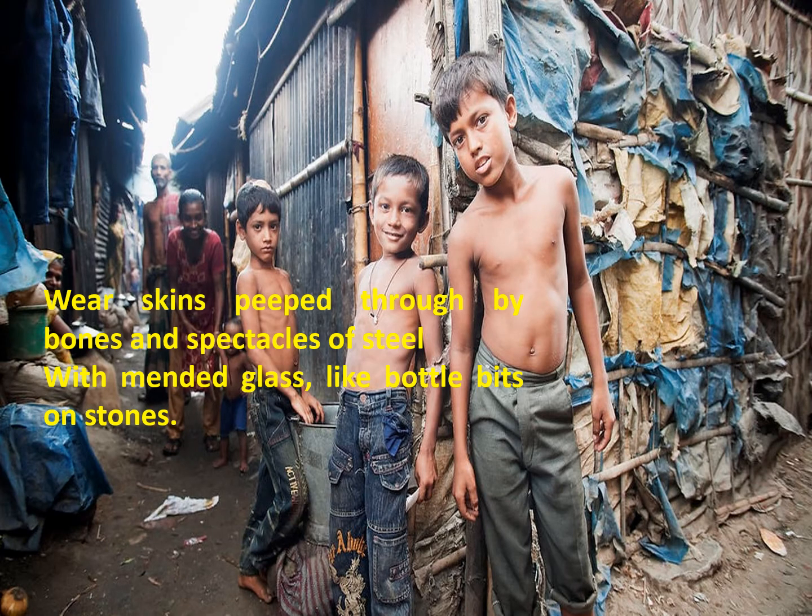Now, these children wear skins peeped through by bones, and spectacles of steel with mended glass, like bottle bits on stone. Whatever clothes they are wearing, their bones are easily visible because they are so thin because of malnourishment. Their clothes are in torn condition, so skins are easily visible. Even the spectacles which they are wearing are made of steel, and that too in a broken condition with mended glass, with scratches on that, like bottle bits on stone. Why do we wear spectacles? To have clear vision, to have clarity. But unfortunately, these slum children were wearing steel spectacles in broken, scratched conditions.